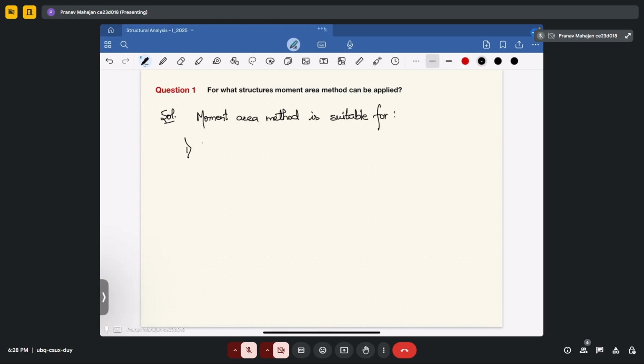First, single span beams. Second, continuous beams. And third, it is frames. Okay, so for these structures, you can utilize the moment area method to determine the slope and deflection at any point of the beam as well as the frame section.